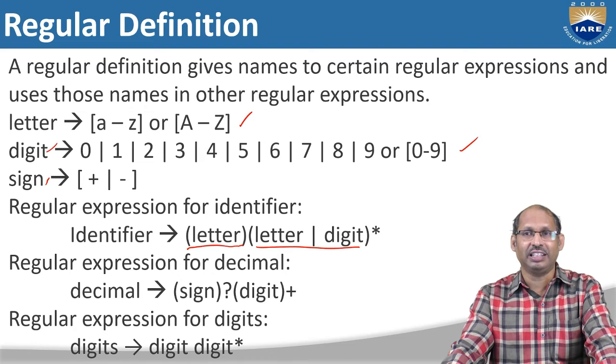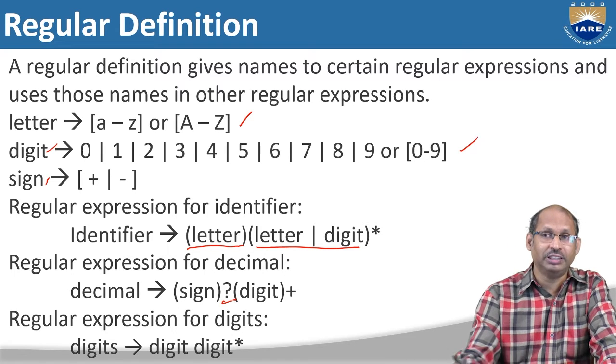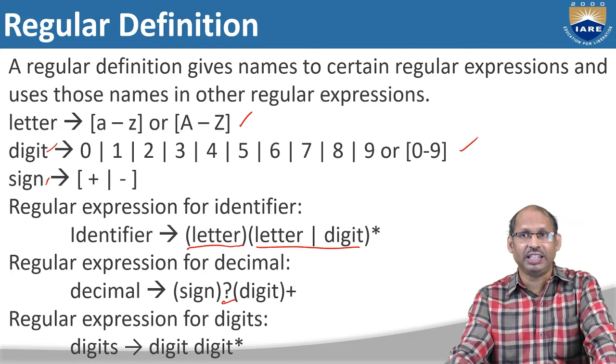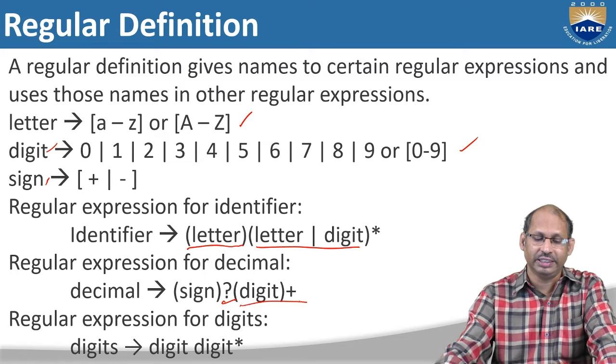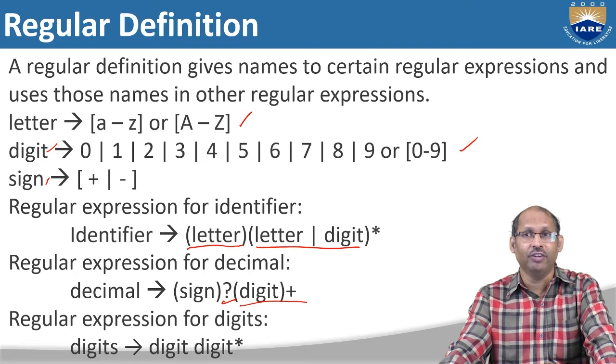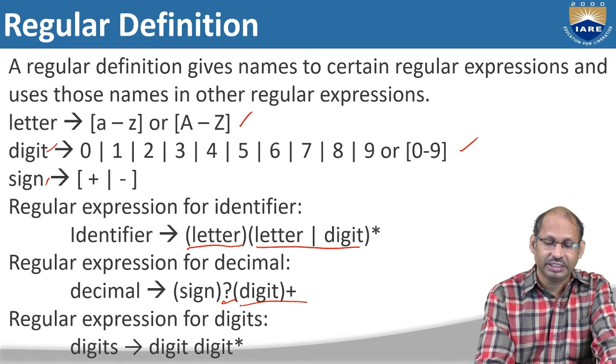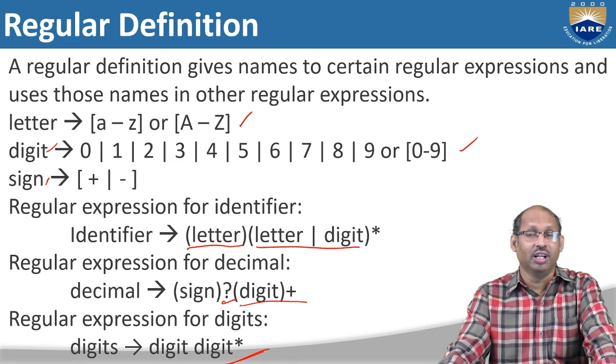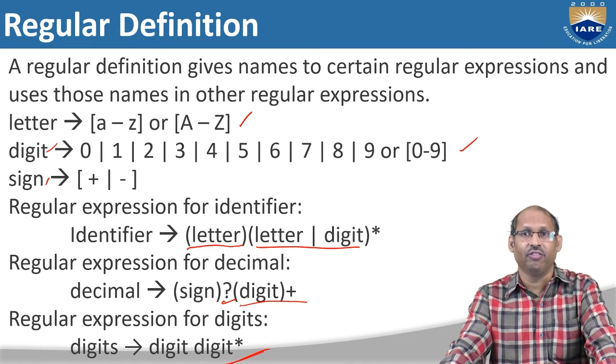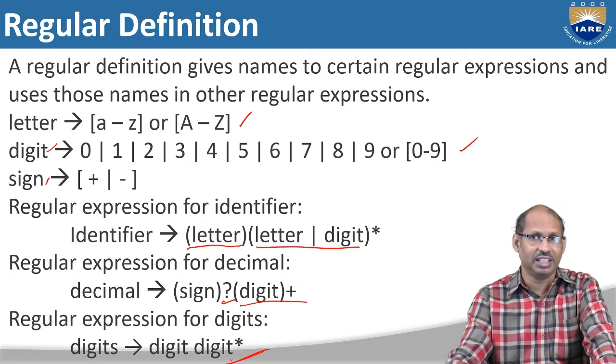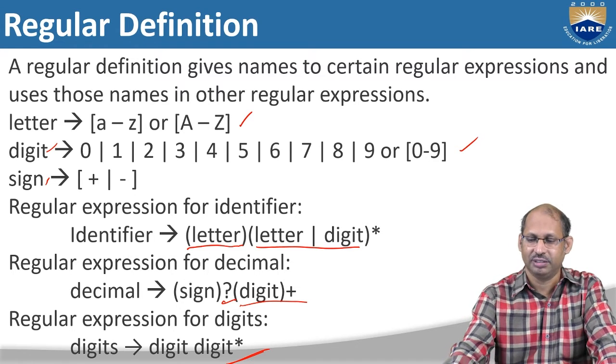Then the regular expression for this one. Here this sign represents 0 or 1 occurrences. So, optional sign followed by one or more digits. What will the positive closure represent? One or more occurrences. Next comes digits. Here digits will be one or more digits. So we will represent it as digit followed by digit star, or simply digit plus.